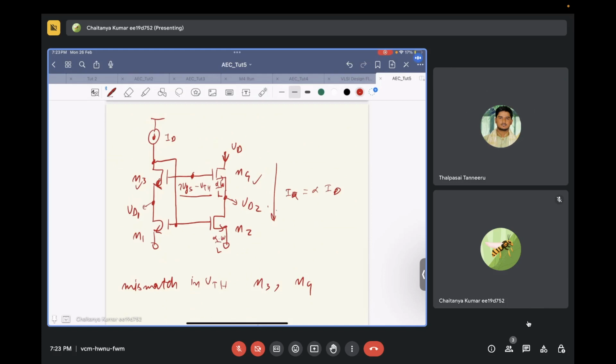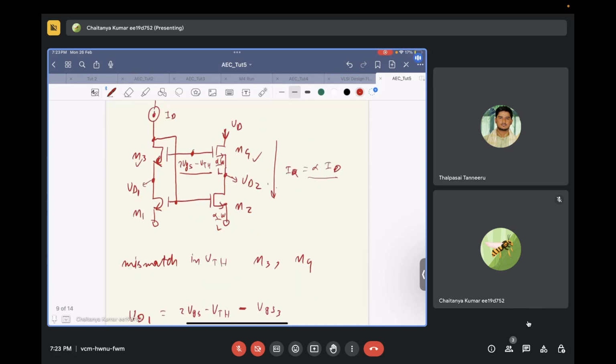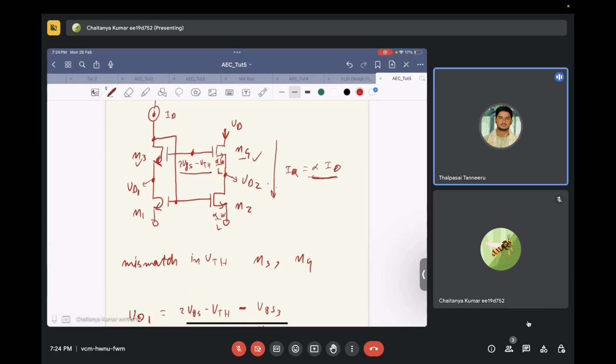So, if the nominal current is still alpha times ID, the VGS that will be developed across transistor M4 will be more or less equal. If the nominal current is alpha times ID, then there will be some nominal VGS developed across this M4, and we are calling it VGS4. That's it. Yes, sir, I get it.